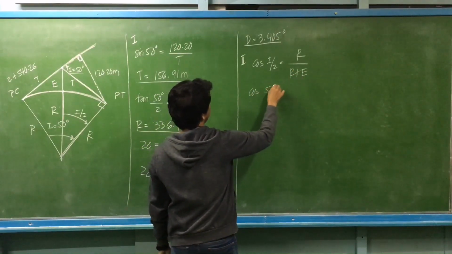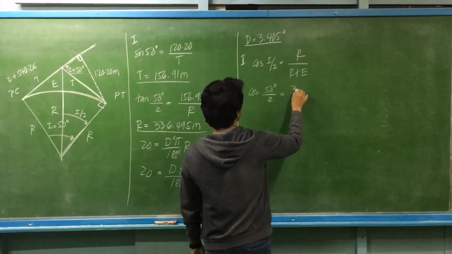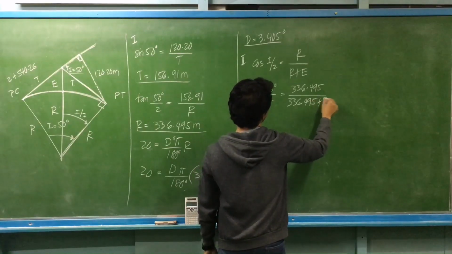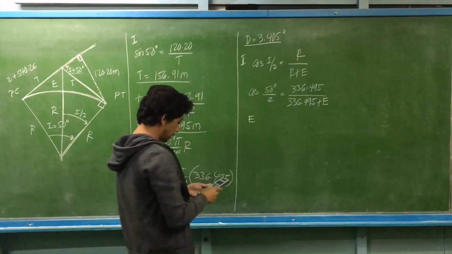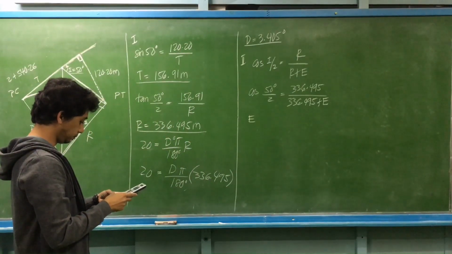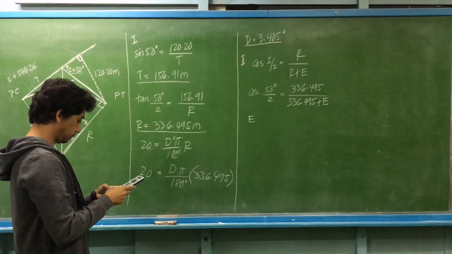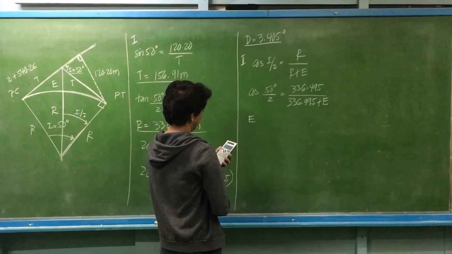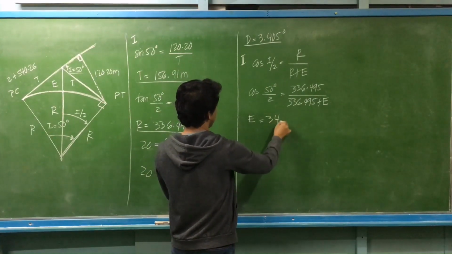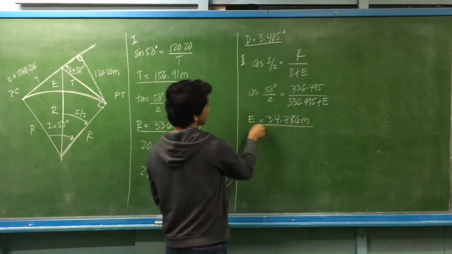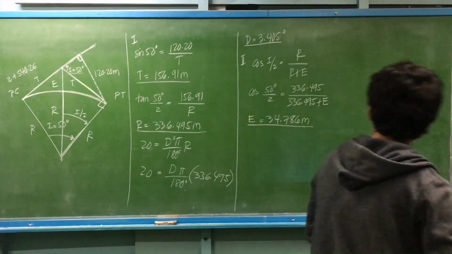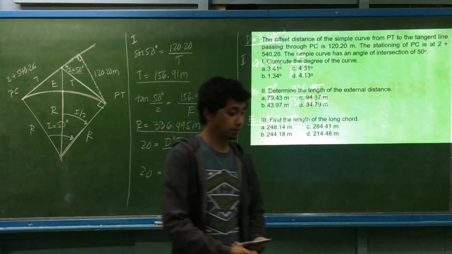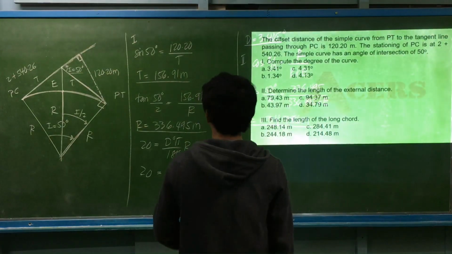This is the cosine of 50 degrees divided by 2 equals the radius, 336.495, divided by 336.495 plus the external distance. So kunin natin external distance. So we have 34.786 meters. Okay, check natin kung tama yung napindot ko. 34.79. We have letter D. So choices. Third requirement, find the length of the long chord.